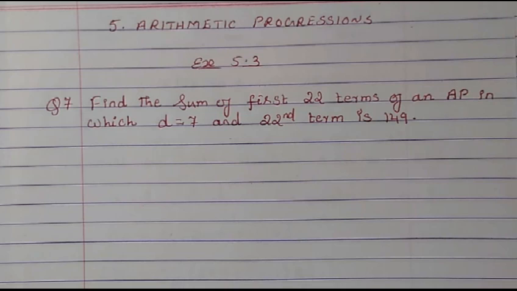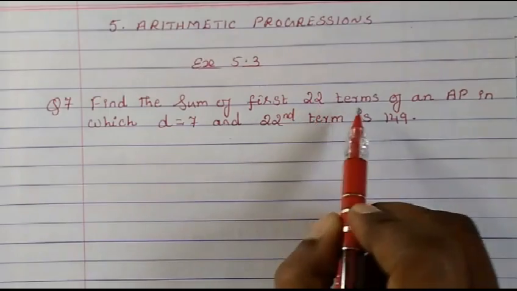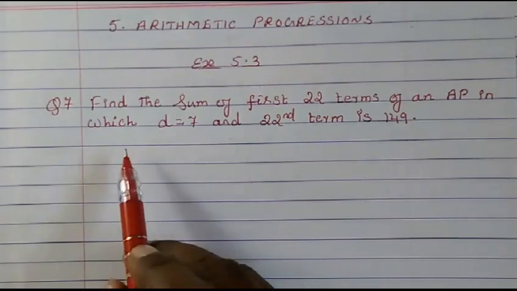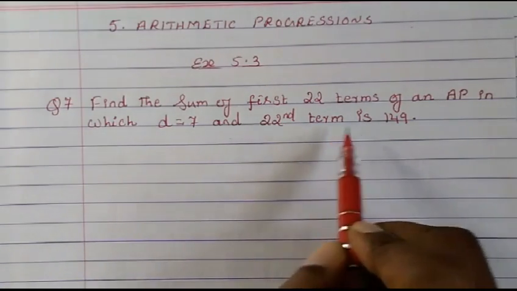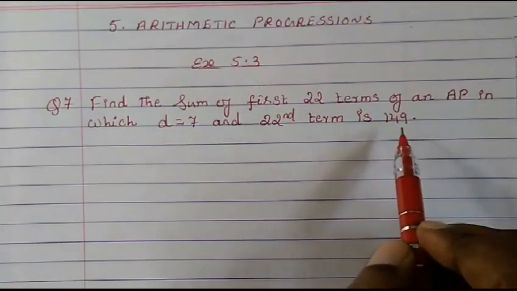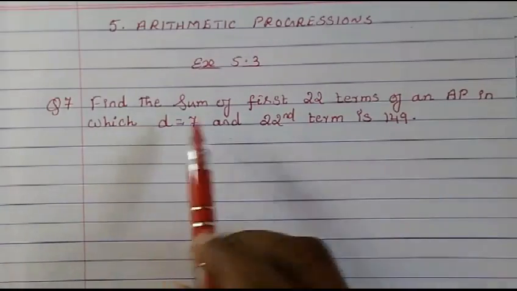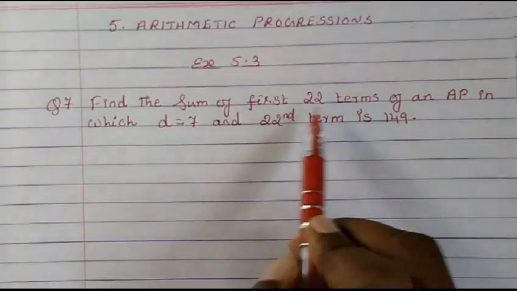Hi everyone. Today we are going to study from class 10 chapter 5 arithmetic progressions exercise 5.3 question 7. Find the sum of first 22 terms of an AP in which D is equal to 7 and 22nd term is 149. Let's try to understand. Find the sum of first 22 terms.